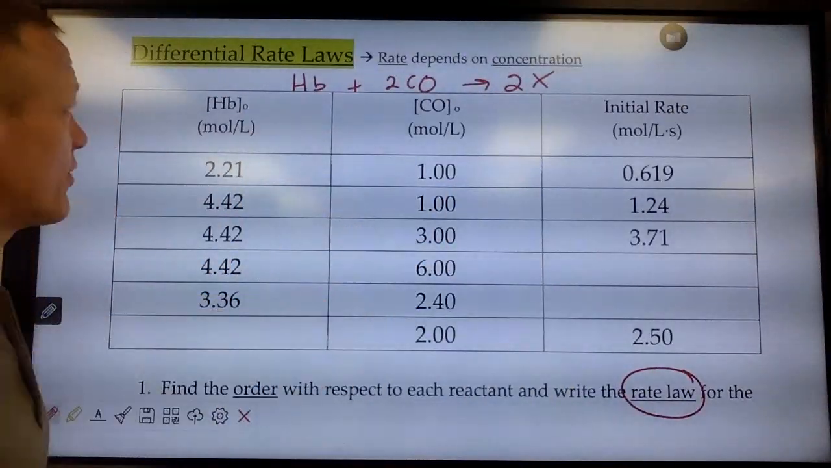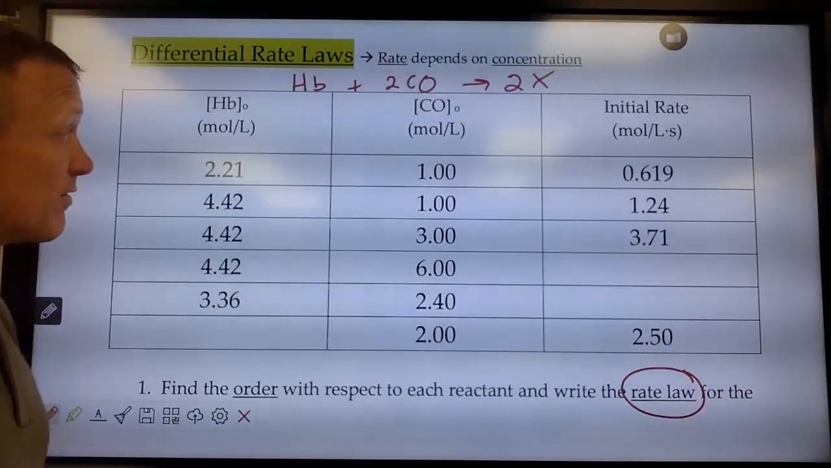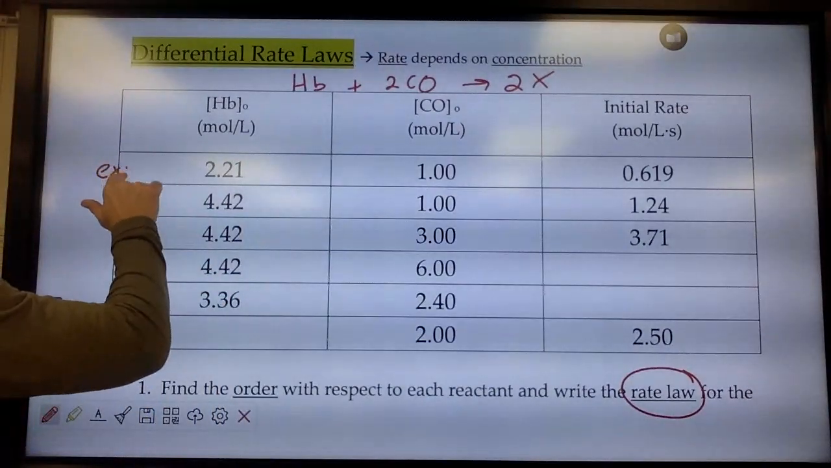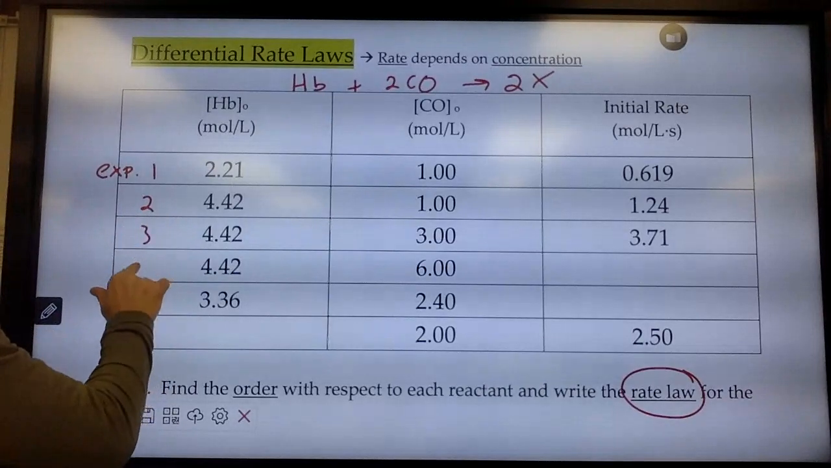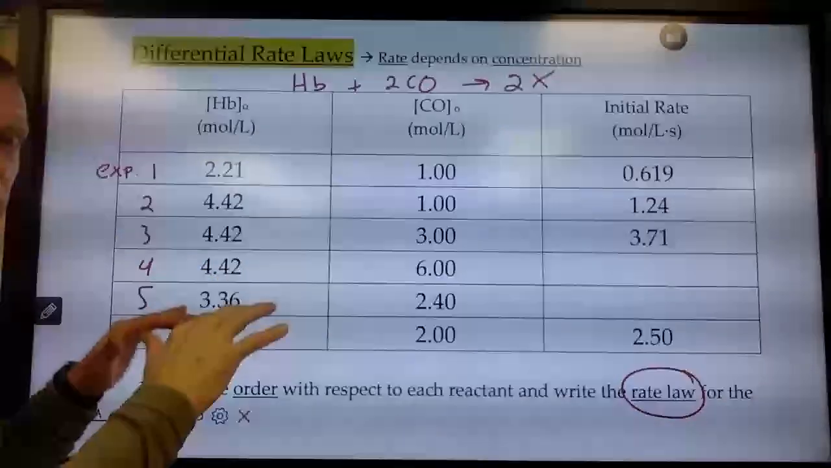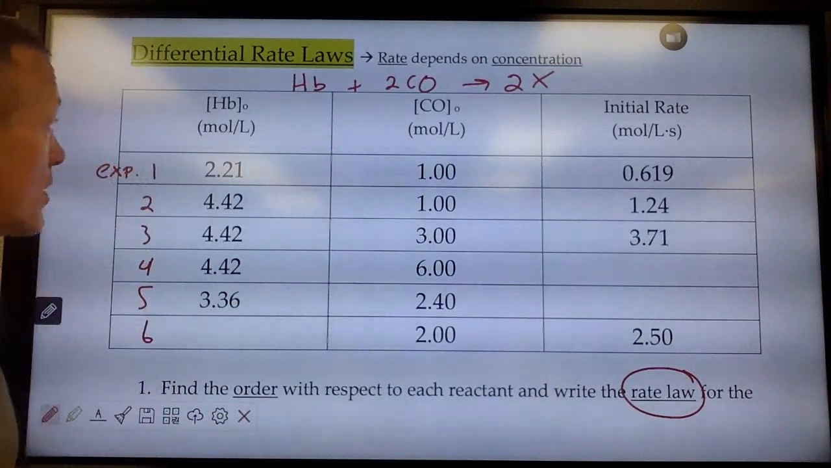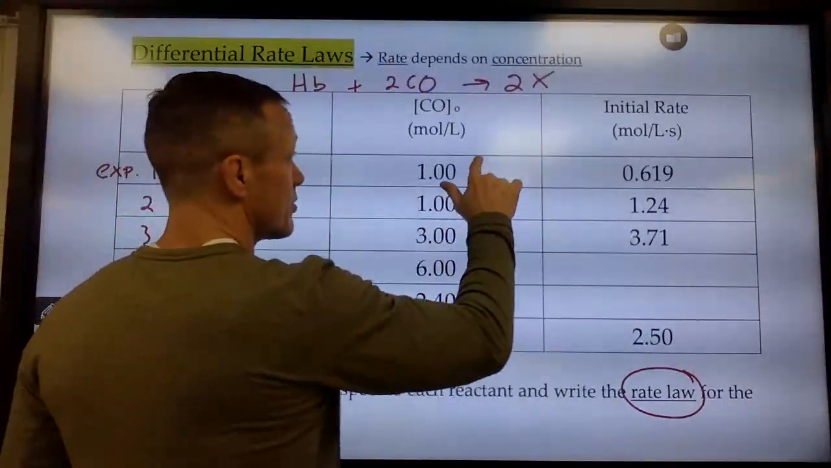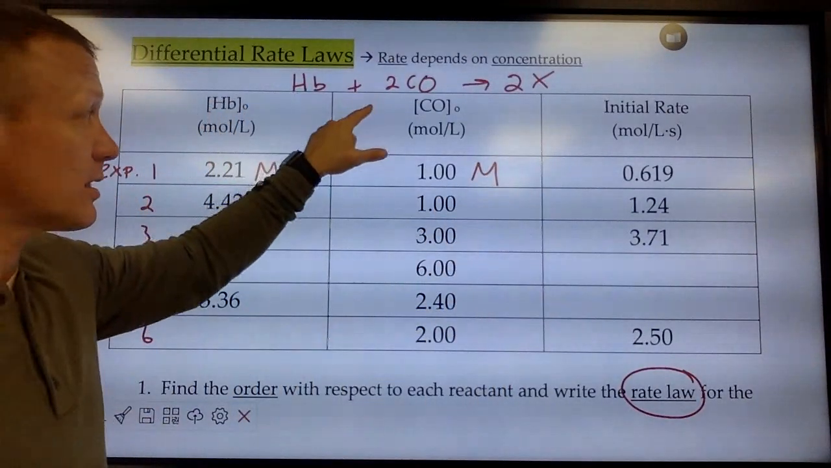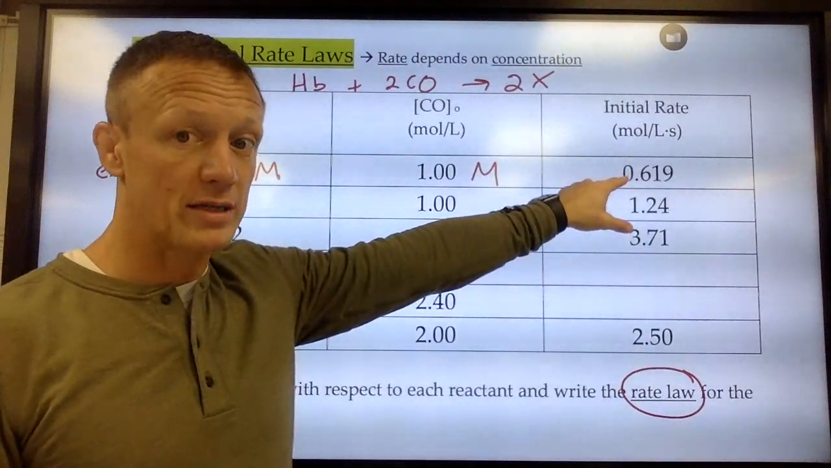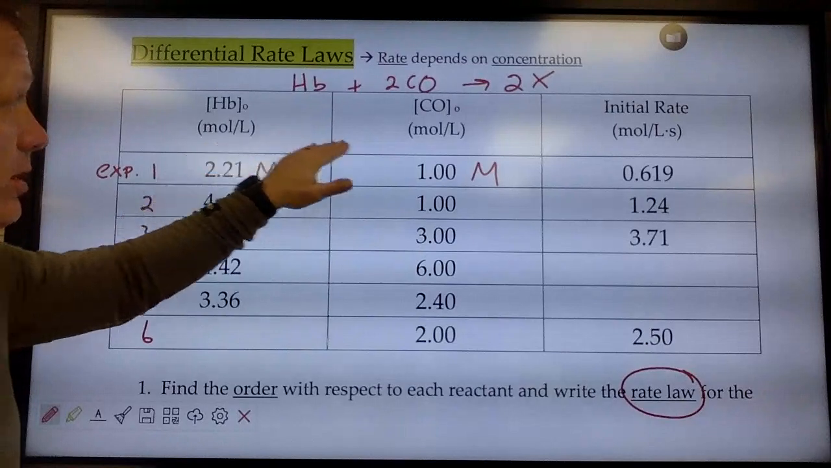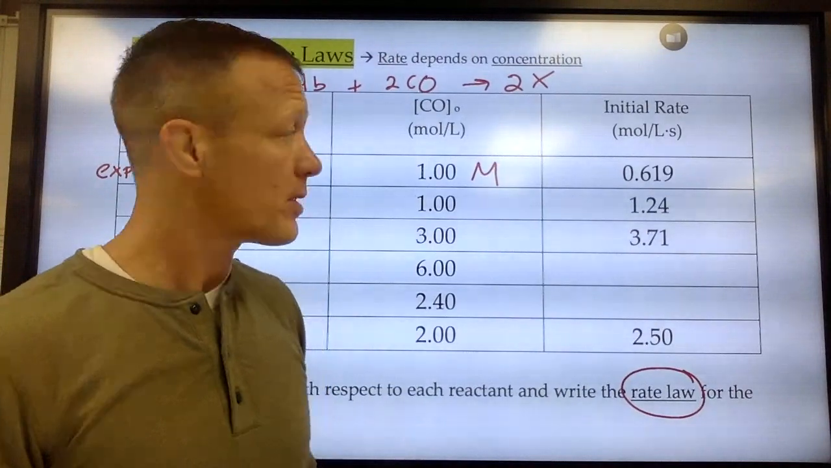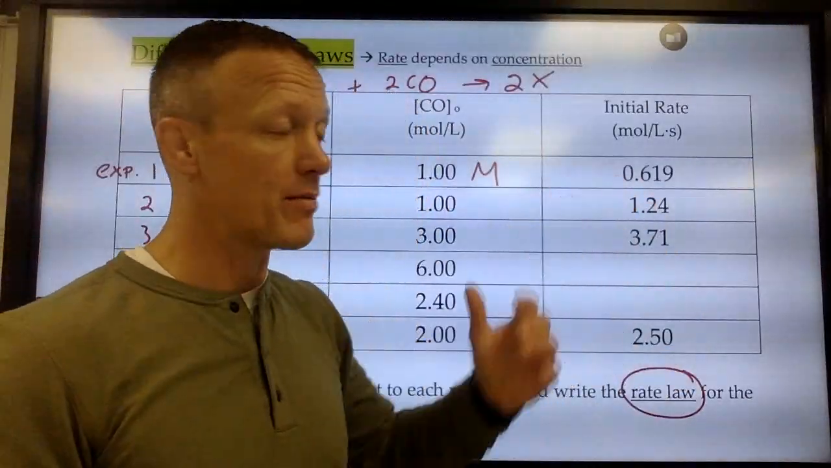Okay, so here's some data they'll give you. This is different than the data that you've seen before. These are 6 different experiments: experiment number 1, number 2, number 3, number 4, number 5, number 6. These are separate experiments that they've tried and measured the rate. What they're doing is changing the molarity of the reactants and seeing what the rate of the reaction is. For trial 1, they tried this molarity of hemoglobin, this molarity of carbon monoxide, and they measured the rate of the reaction over a certain period of time.